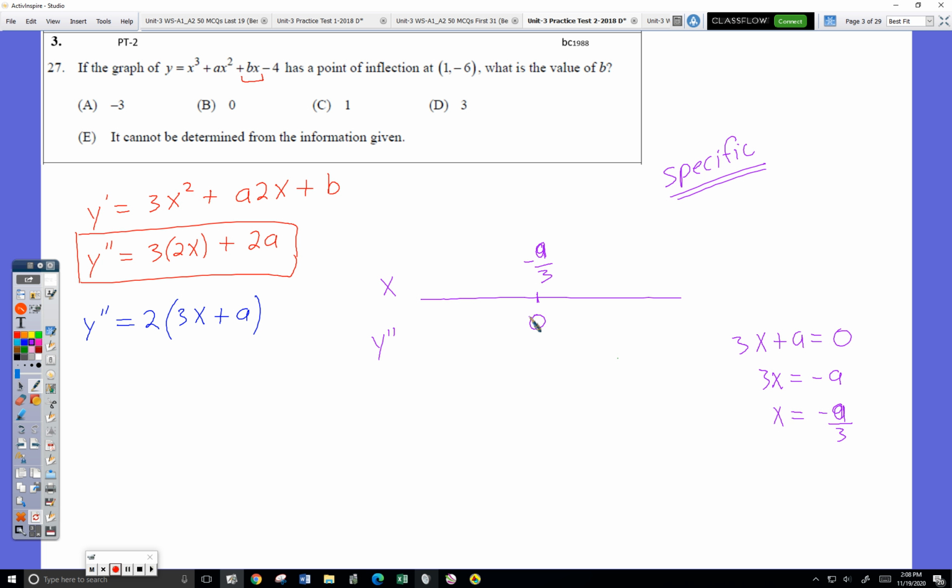Question? Okay, now we need to, in AP problems, you often need to do something, then look at the whole problem again and see how it helped. Okay, so there's a point of inflection at 1, comma negative 6, so x equals 1, and it should be 0, so that should equal 1, so a should be negative 3. Nicely done. And then you can plug that into the whole equation and get b. Nicely done.